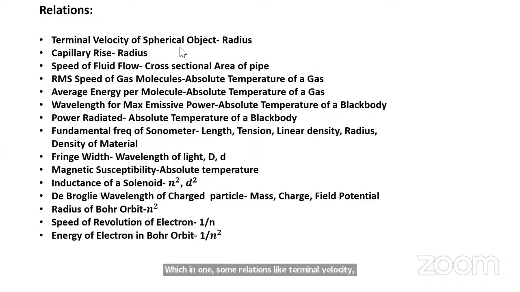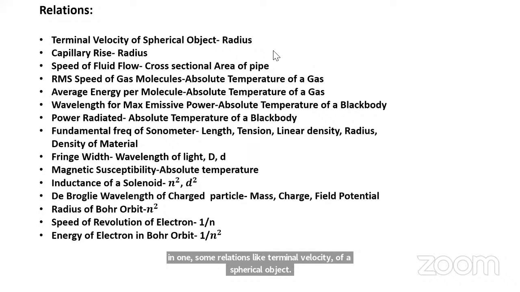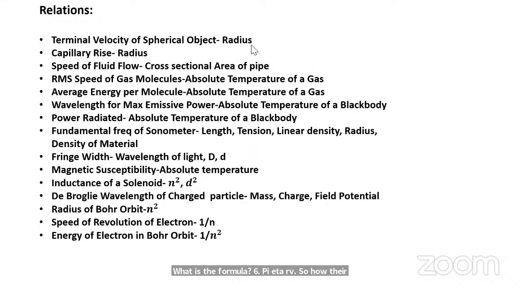What is the formula? 6 pi eta RV. So how the terminal velocity depends on the radius of the spherical object. Based on that, many MCQs can be framed. Or for that matter, the other factors also on which terminal velocity depends, like viscosity of the medium, density of the medium, or density of the material of the object, and so on. Similarly, capillary rise and radius.